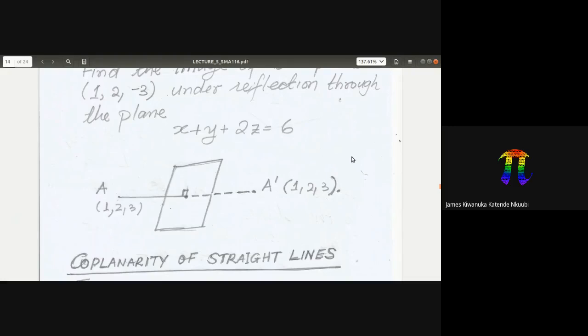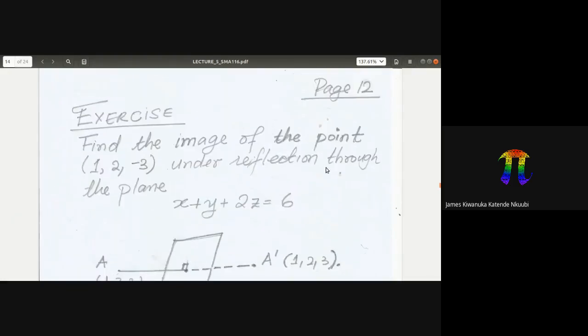So we stopped. You can see my screen, right? Yes. Good. So I left you an exercise here to do. I hope you have tried it.